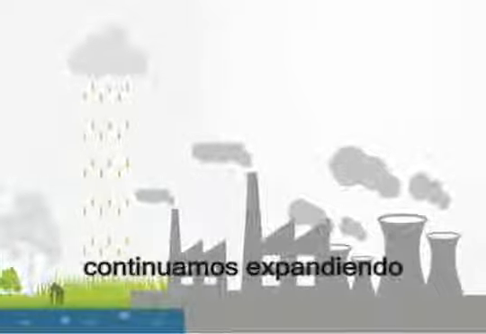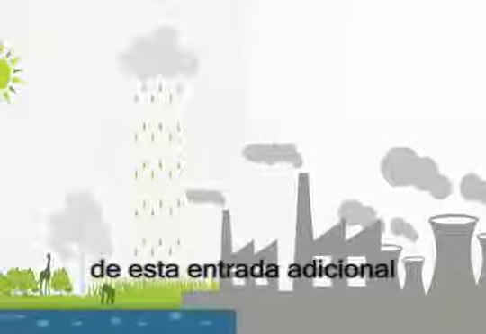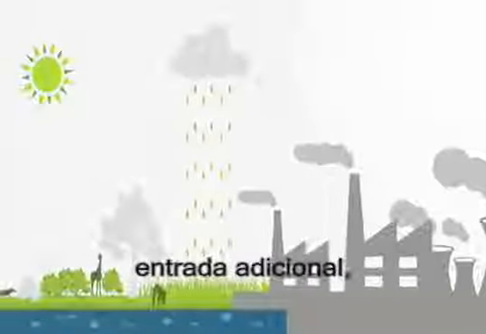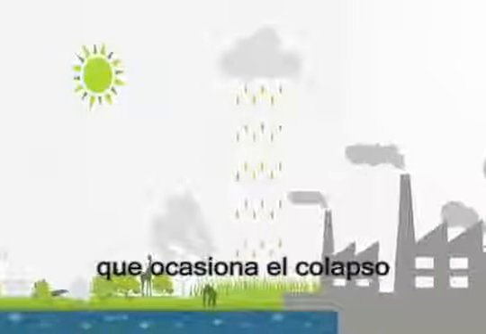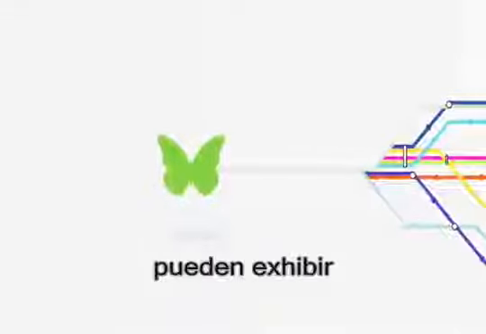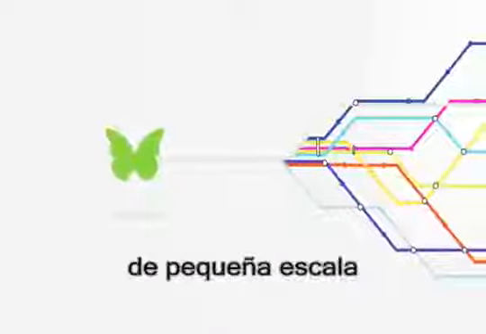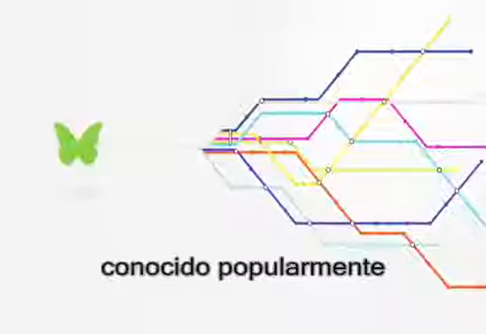So we continue expanding our industrial zone. At some point, the stress from this additional input will reach a critical tipping point, with some small additional input being able to propagate through the system, creating a phased transition as our ecosystem collapses. Thus, complex systems can exhibit both extraordinary robustness and extraordinary fragility, where some small event can have a large systemic effect, known popularly as the butterfly effect.